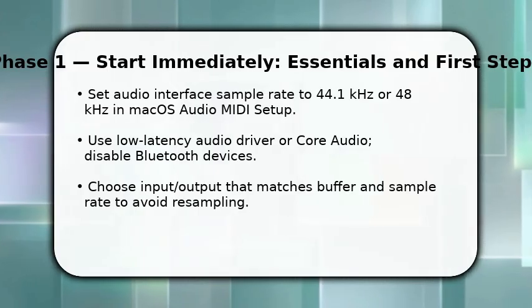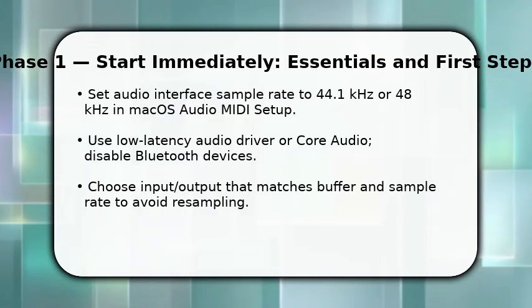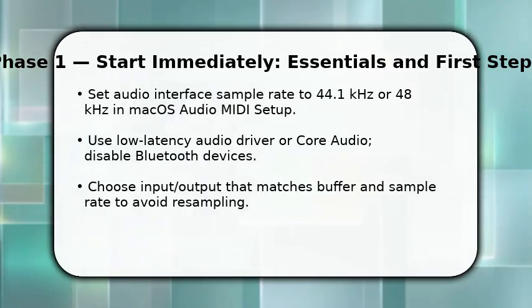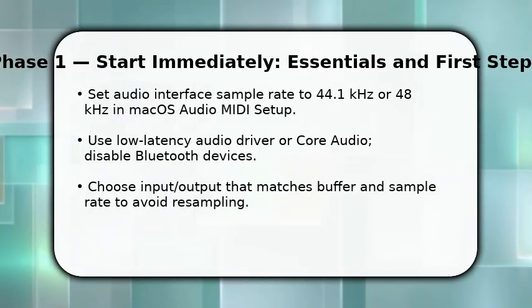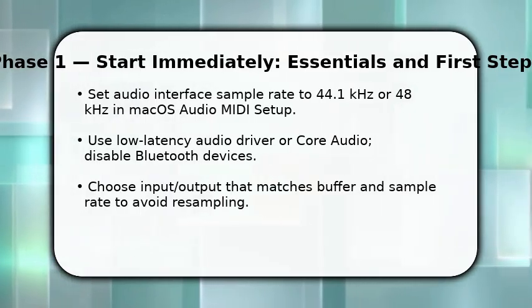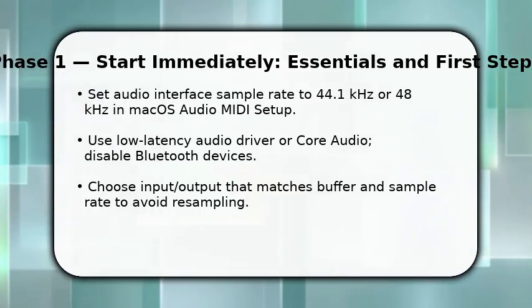Enjoy the video. You start by fixing the audio path. Open Audio MIDI Setup and set your interface to 44.1 kHz or 48 kHz because matching rates prevents resampling delays. Once done, pick the same device in GarageBand's audio/MIDI preferences so input and output align.